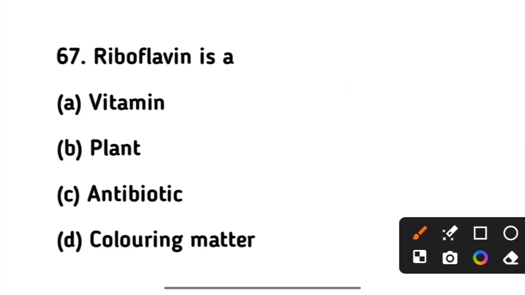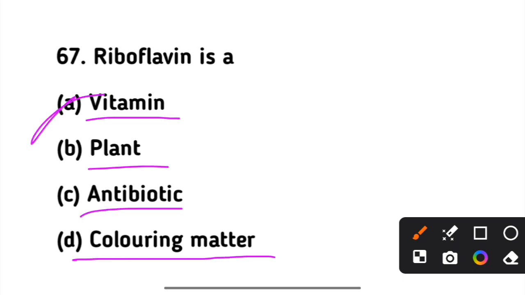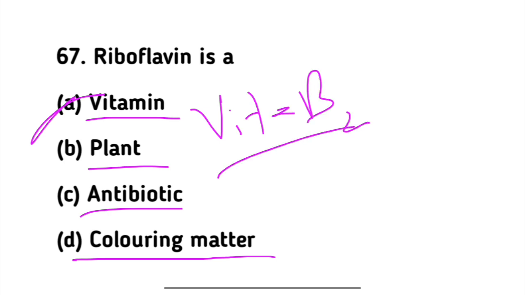Next, riboflavin is a vitamin, plant, antibiotic, coloring matter. Option A is correct, riboflavin is a vitamin. Vitamin B2's chemical name is riboflavin. Vitamin B2 is riboflavin.